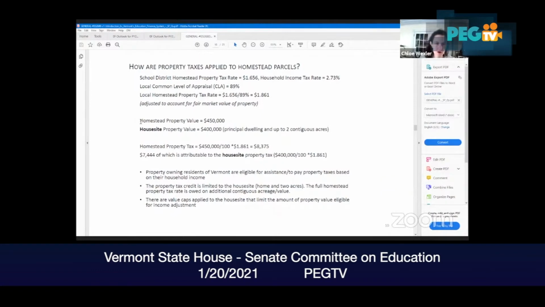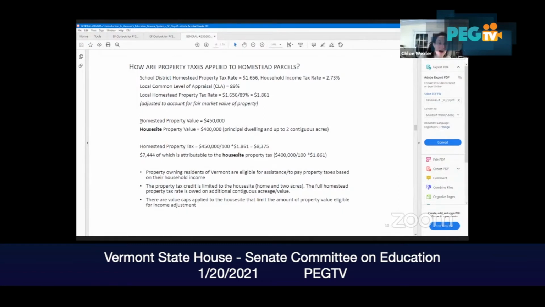The grand list value of the homestead property is $450,000 in this example. I think we touched on briefly that there is a sub-definition of homestead property, which is the house site. The house site is the principal dwelling and up to 2 acres of contiguous land. And it's the house site that we base the ability to pay based on income on. So Senator Chittenden, this is touching on one of your other questions: we will not fully adjust the entire value of somebody's property. If you have 30 acres, you're not eligible to pay all 30 acres of property tax based on your income. You're eligible to pay only your house site on income.